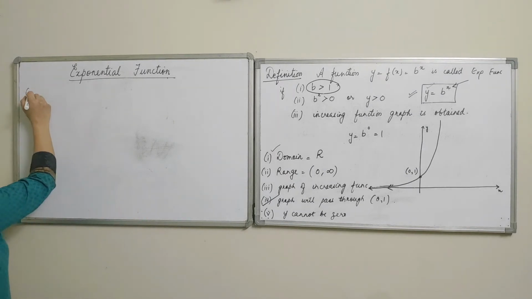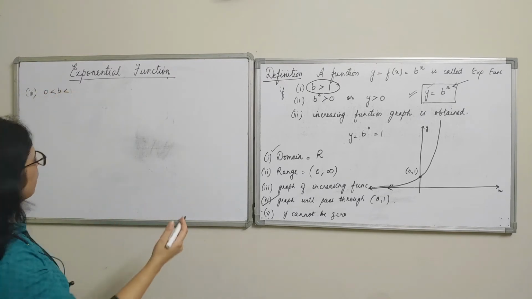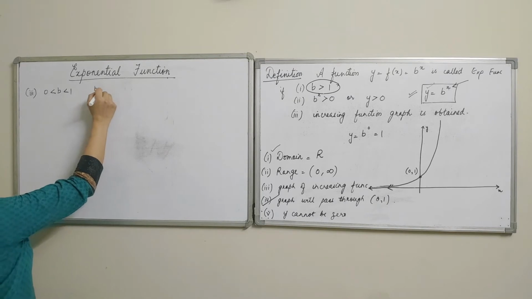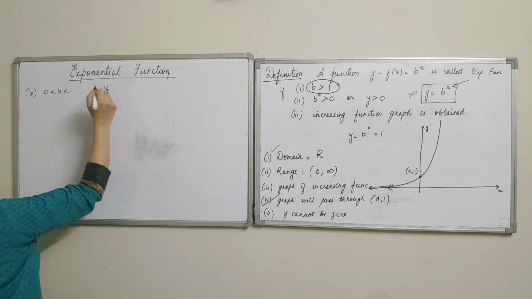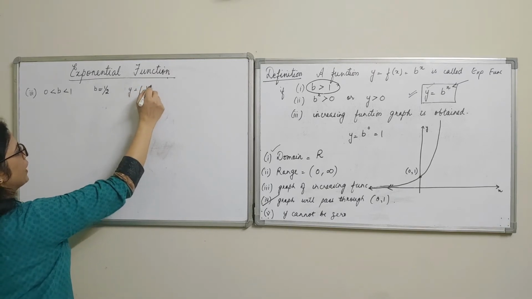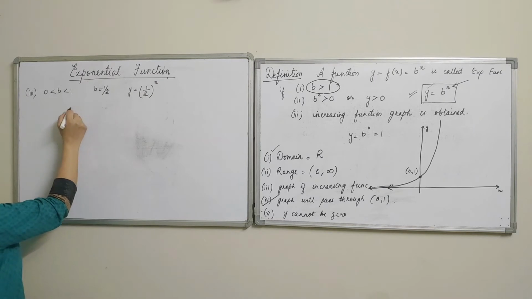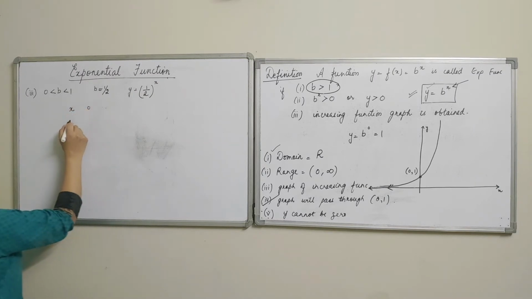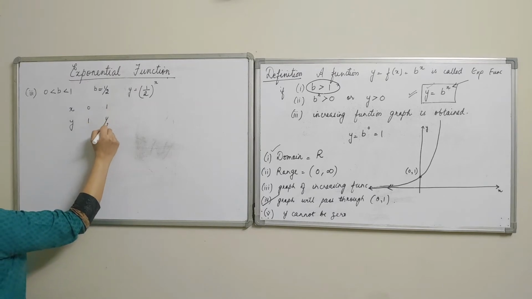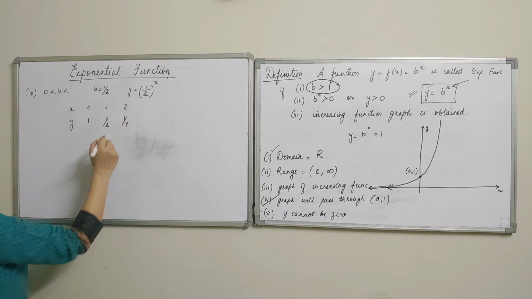Third situation, b is something between 0 and 1. It cannot be 0, it cannot be 1. So let us take, suppose b is equal to half. So in that case, the exponential function would become y is equal to half to the power x. Alright, now let's plot some points. X is 0, so y will be equal to 1. X is 1, y is half. X is 2, y is 1/4.